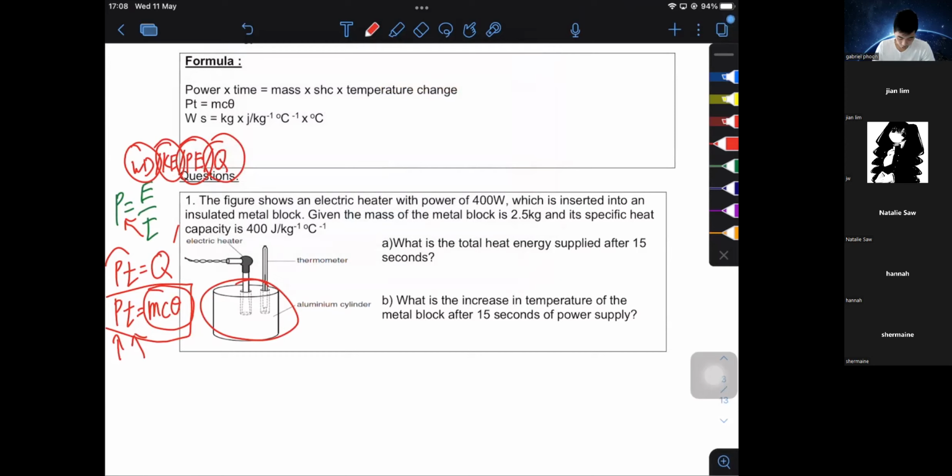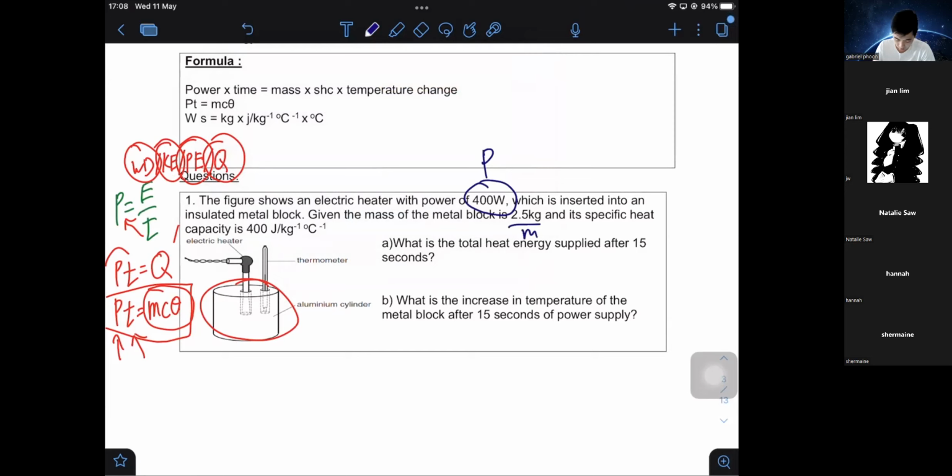First question here says that the figure shows an electrical heater of power 400 watts. Obviously, I identify this as P first, right? Which is inserted into an insulated metal block. Given the mass of the block is 2.5 kg, this is obviously your mass, and its specific heat capacity is this amount. I'm going to make this as C. The first question they ask, what is the total heat energy supplied after 15 seconds, which obviously is your time, right? Looking at this information here, if they want me to find the heat energy only, and I'm given so much information, some students will tell me that, oh, you're supposed to use the Q equals to MC theta formula.